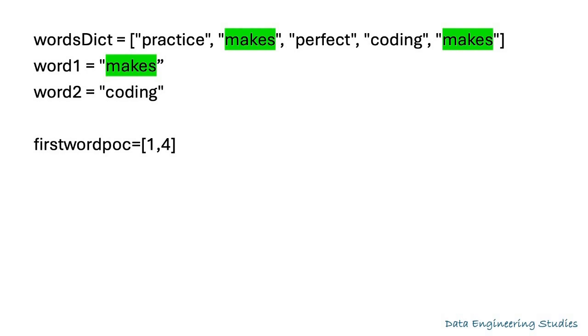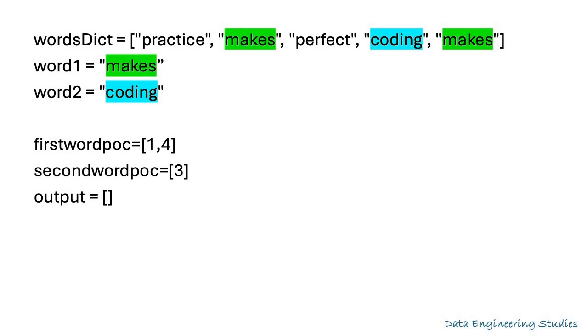Now let's see the second word, which is coding. The word coding is in the index position 3. So we are declaring the variable second word position and we are storing the value 3. Let's declare another variable output to store the result. In the output, we will store the absolute difference between first word position and second word position. So 3 minus 1 is 2 and 4 minus 3 is 1. Now we will take the minimum value of the output. In our case, the minimum value is 1. Hence, we are returning the output as 1.